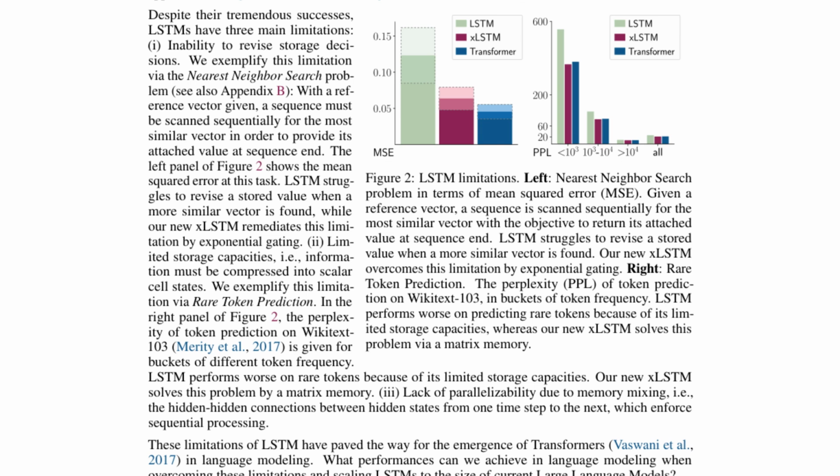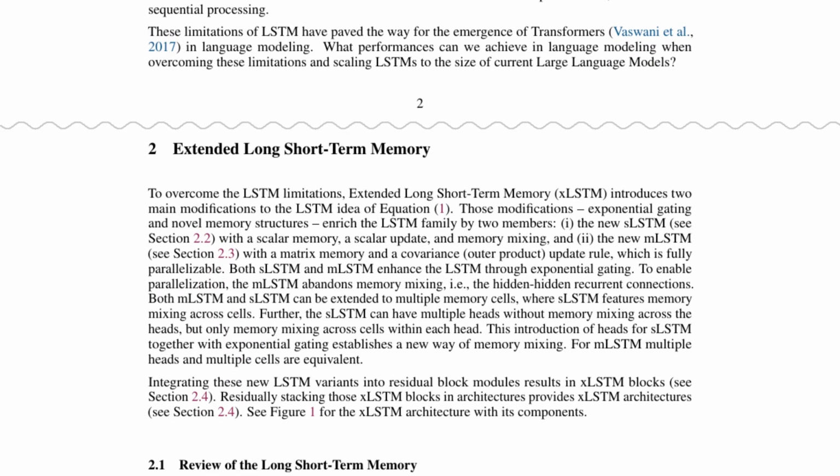3. Lack of parallelizability due to memory mixing, i.e., the hidden connections between hidden states from one time step to the next, which enforce sequential processing. These limitations of LSTM have paved the way for the emergence of transformers in language modeling.